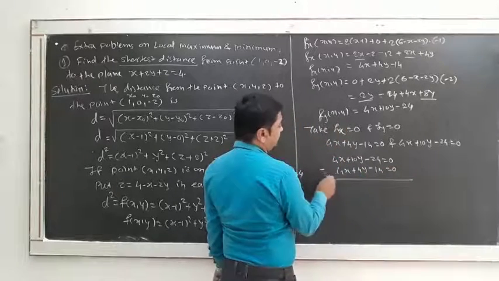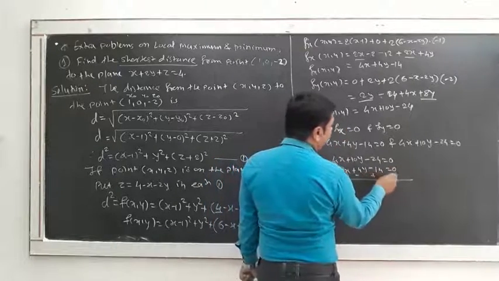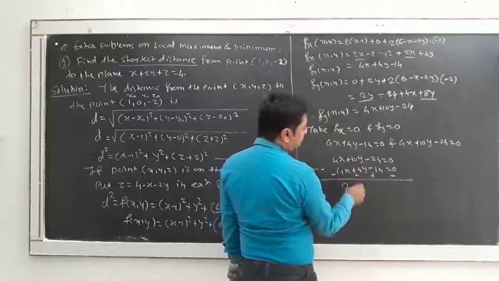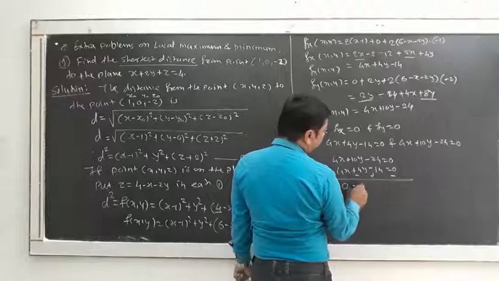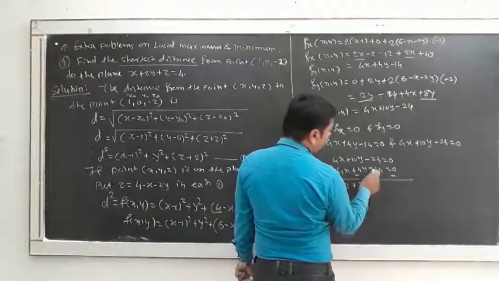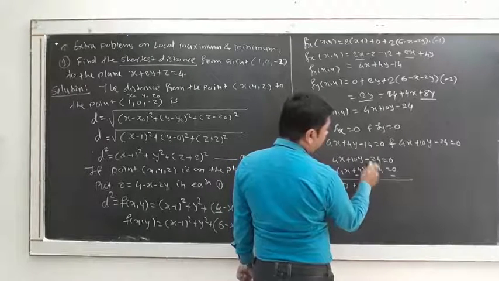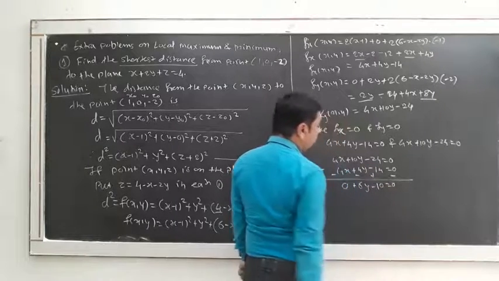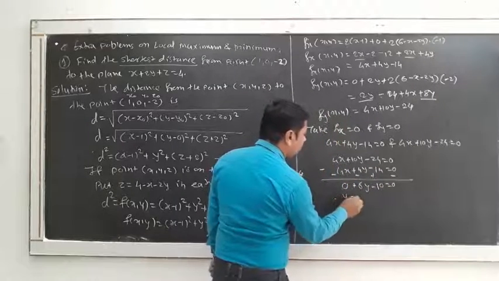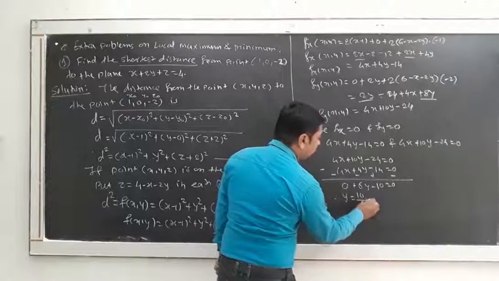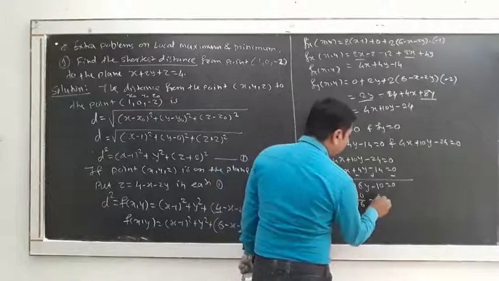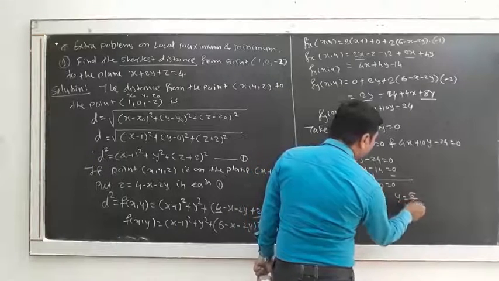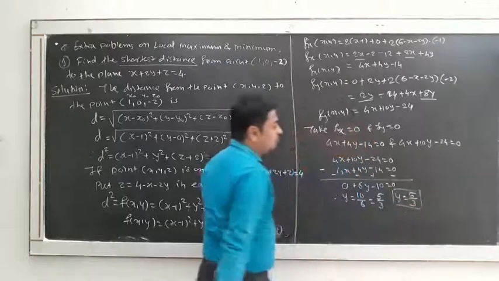Just do subtraction here. So what should be the answer? This is 0. Here we get 6y, and here 10 minus... how much? 10. It is equal to 0. Therefore y is equal to 10 upon 6, and it should be 5 by 3. So y is 5 by 3.